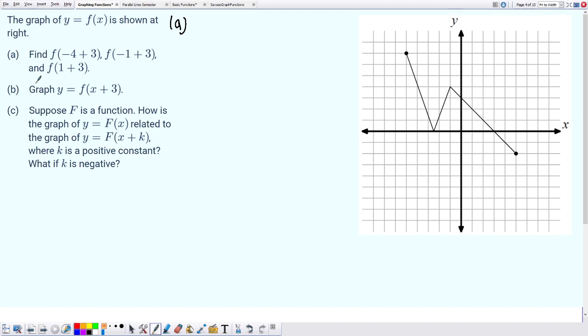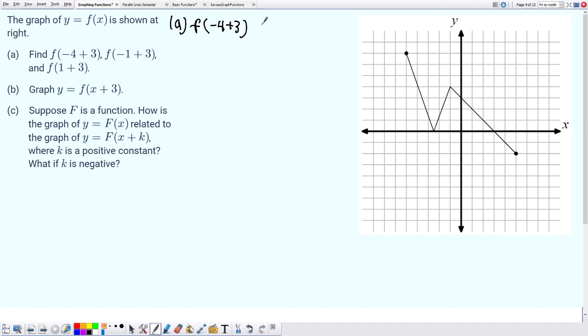Last time, the plus 3 was outside of the brackets of the function, which meant that we were really just adding values to whatever the output of the function was. In this case, we're adding them to the inputs of the function. So let's get started. We have f of negative 4 plus 3.